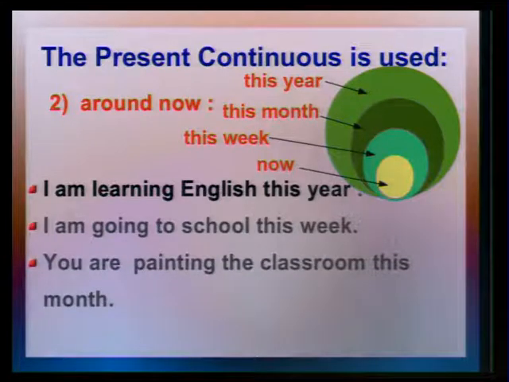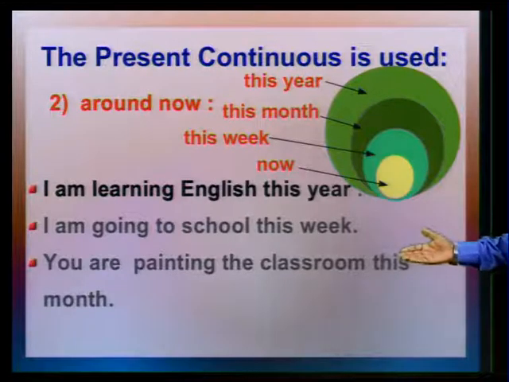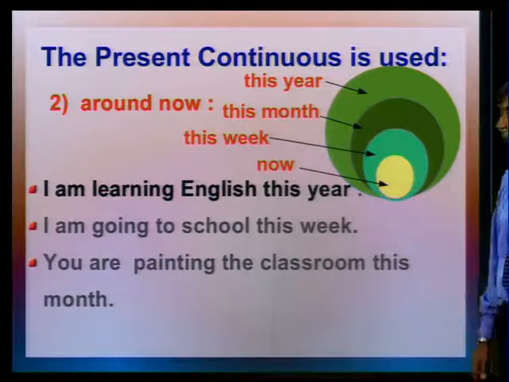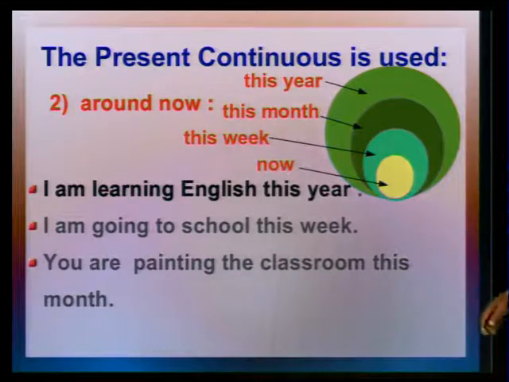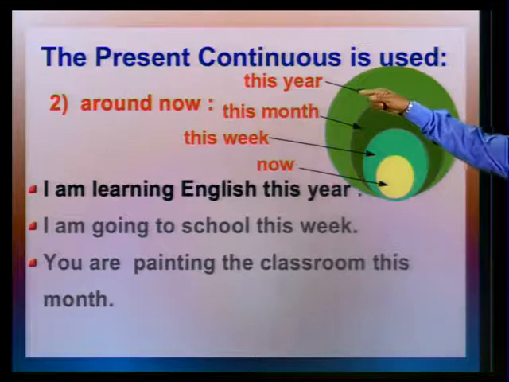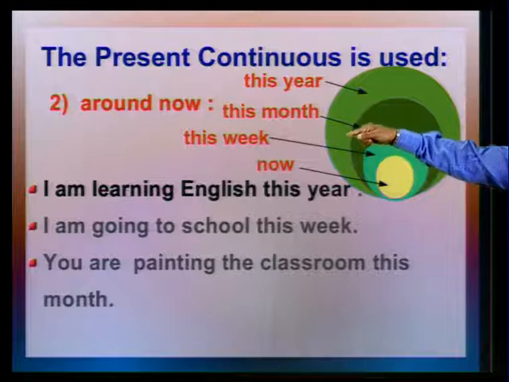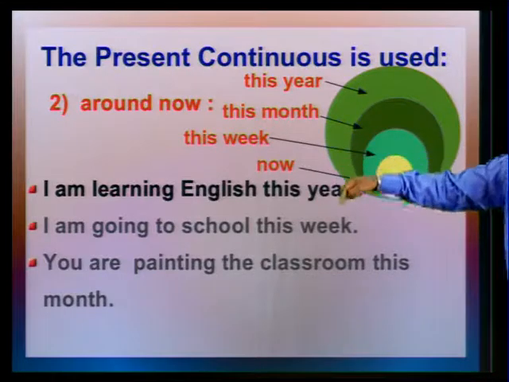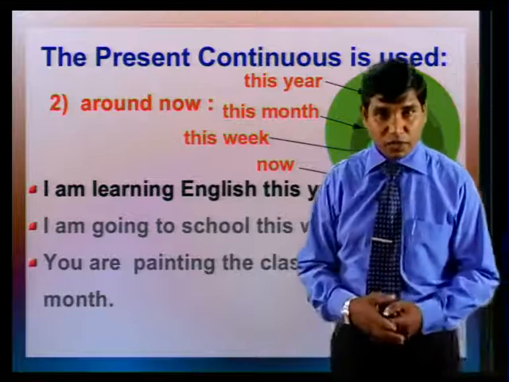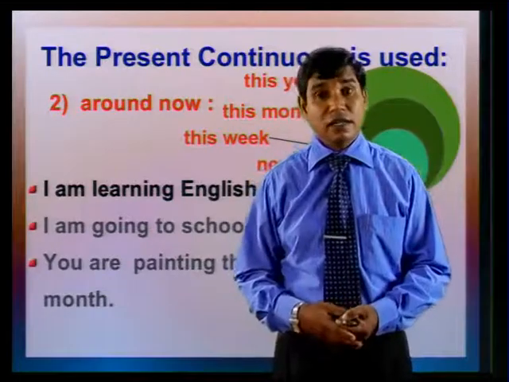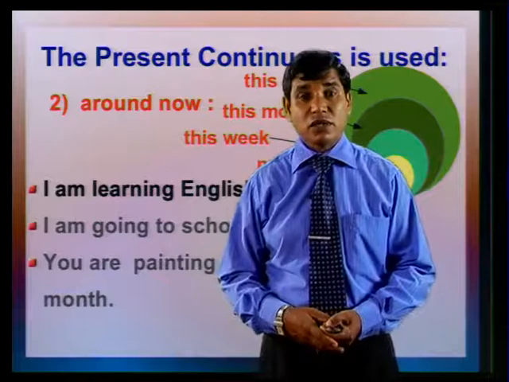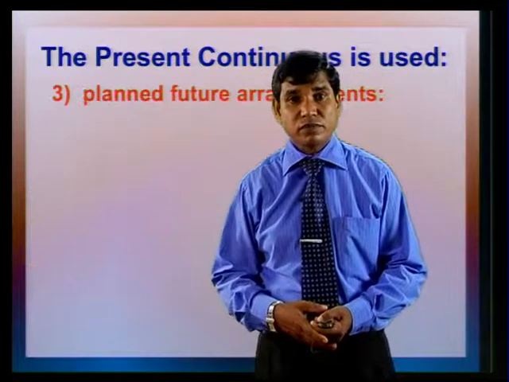Let's try the other one. You are painting the classroom this month. Again, you find this month, so we have to use present continuous. So the point is, if you are using any times like this year, this month, this week, all these are times around now, then you have to use present continuous. Okay, right. So that is the second point that you have to understand about present continuous.